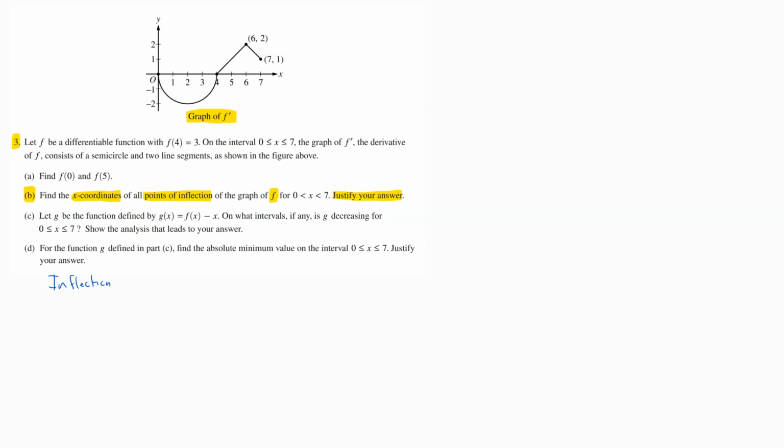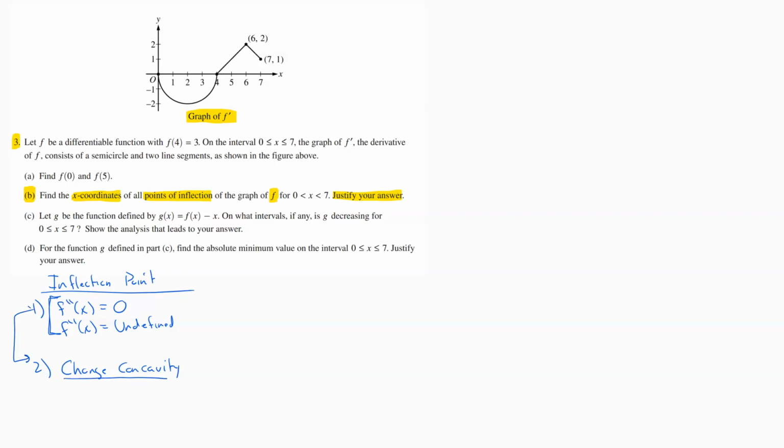The definition of an inflection point is a point that has to fit 2 requirements. The first requirement is that our second derivative has to equal 0 at that point, or the second derivative is undefined at that point. The second quality we need is that it changes concavity at that point. It's not enough to just have a second derivative that's equal to 0 or undefined. It also has to change concavity at that point. It must meet both of these requirements. Just doing one of those things is not going to be enough to get us an inflection point.